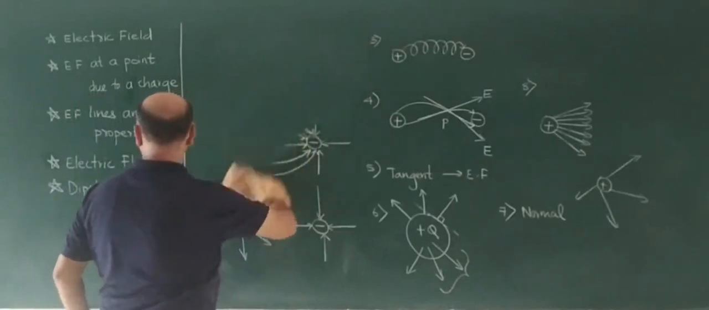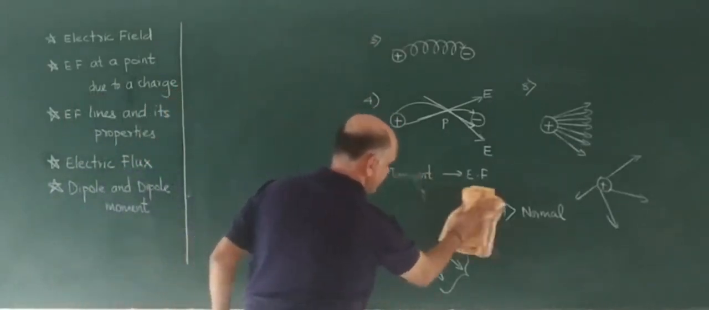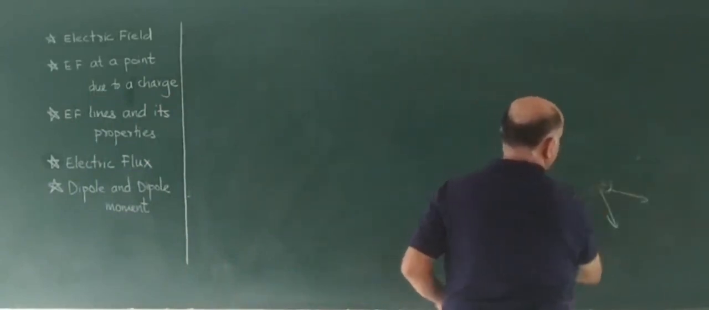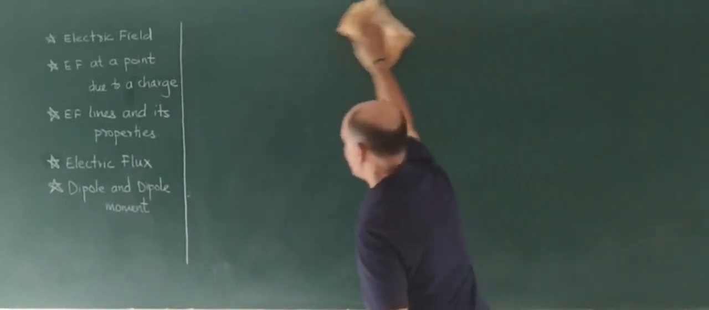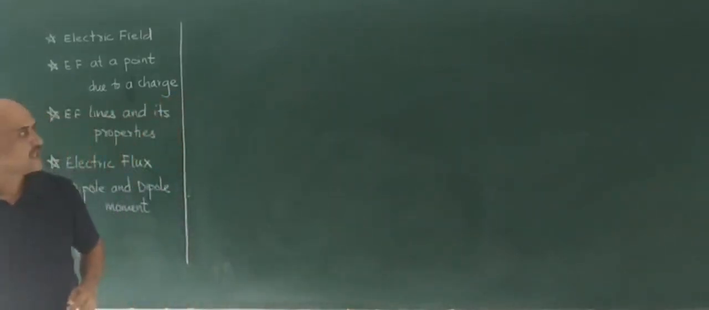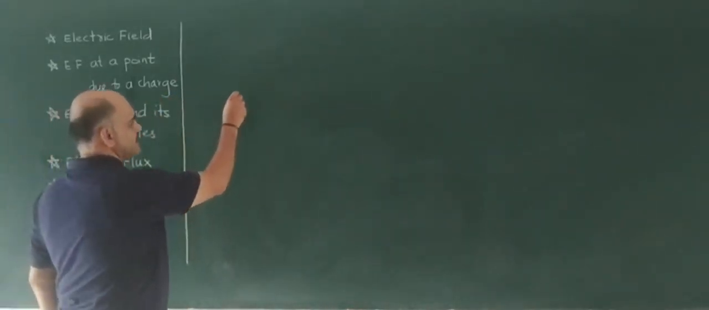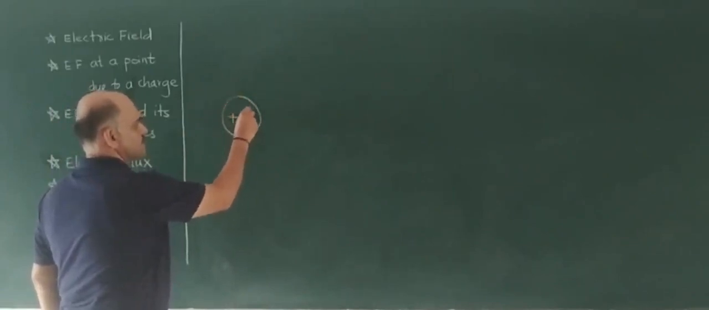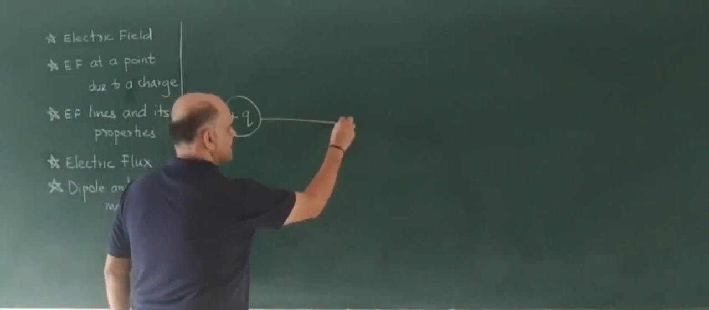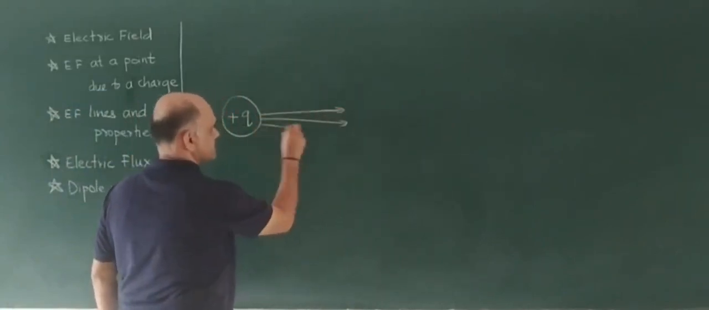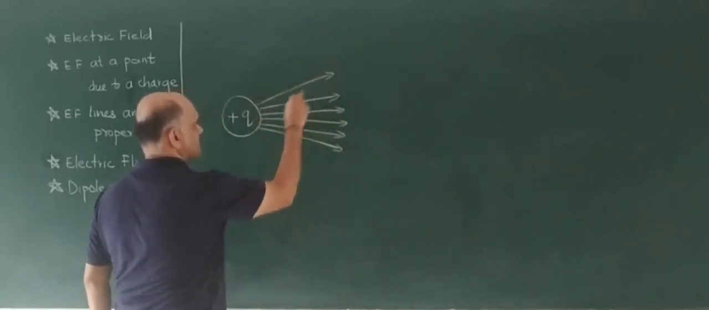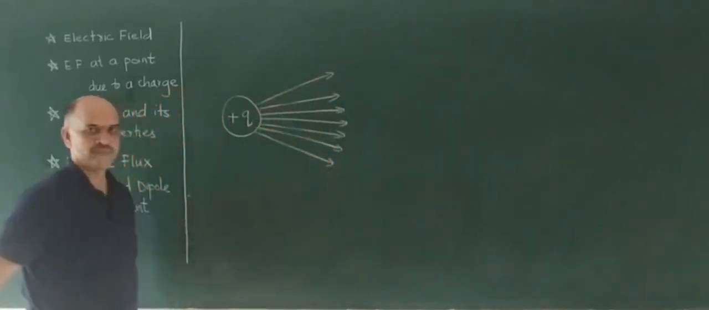Next we'll see what is electric flux. Just now I told you field lines will start from positive and end at negative. Now here I will take a positive charge. A positive charge is there, so electric field lines will be starting from this positive charge, in all the directions.